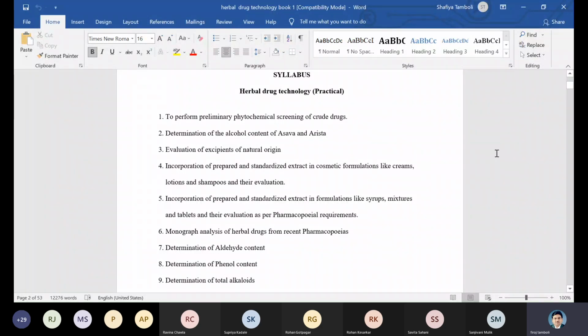You people can possibly publish a paper here. Because to perform the phytochemical screening, Asavarista, you can also do very well here, natural origin. Aldehyde content, phenolic content, total alkaloids, sample preparation, whatever you systematically mention in your experiment, that is nothing but your paper. That will come into paper form. We have to publish that. So think again on that basis, okay, later on.